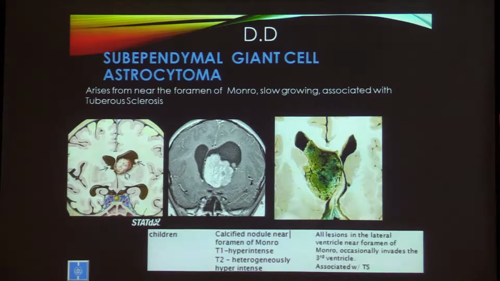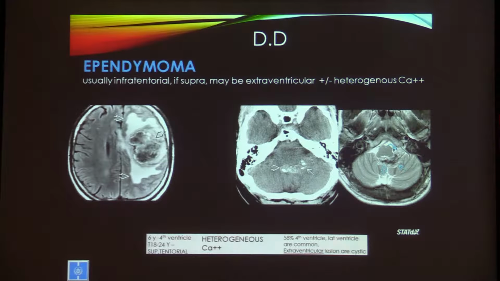The next one is a subependymal giant cell astrocytoma. It arises from near the foramen of Monro, so it's not so similar to our case. It's slow growing, and it's associated with tuberous sclerosis. Ependymoma: you can see the patient on the right, the two images, the CT and the MR. It's an infratentorial tumor in this case, with some calcifications. And in case it's supratentorial, usually it's extraventricular.